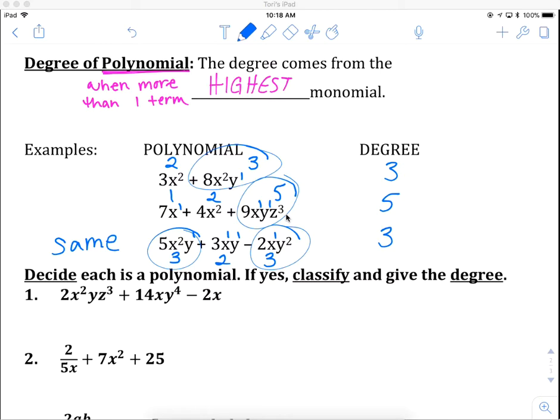Okay. Pause the screen for just a second. Make sure you have everything written down, knowing where those numbers come from. And we're going to do the last part together.